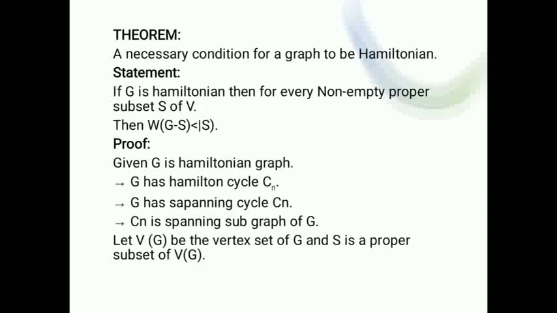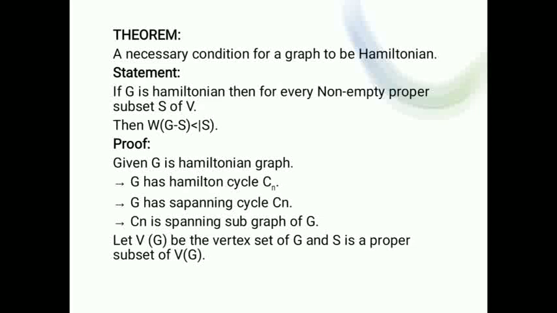Now we move on to the necessary condition for a graph to be Hamiltonian. The statement is, if G is Hamiltonian, then for every non-empty proper subset S of V, the number of components of G minus S is less than or equal to modulus of S. This is the statement of the necessary condition for a graph to be Hamiltonian. Omega of G minus S stands for the number of components of G minus S, and S is a non-empty proper subset of the vertex set V.